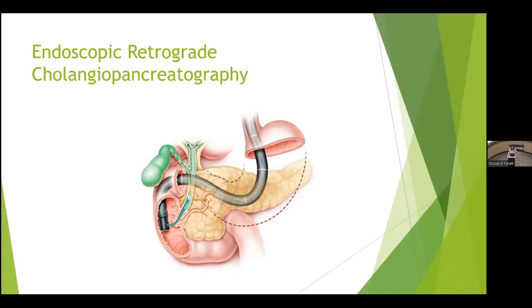The scope is inserted through the mouth, into the esophagus, down into the stomach, and then into the second portion of the duodenum, here where the ampulla is, where the bile duct and the pancreatic duct empty. This particular scope is a side viewing scope. So rather than a gastroscope that has a camera on the tip, this one has a camera on the side, so the physicians can see the papilla or the ampulla.